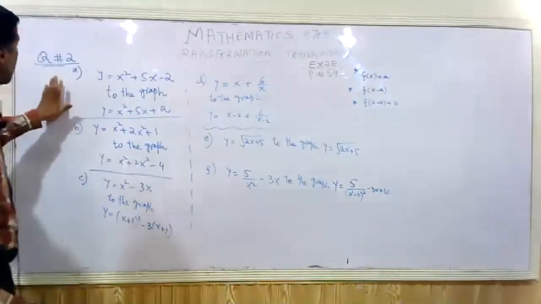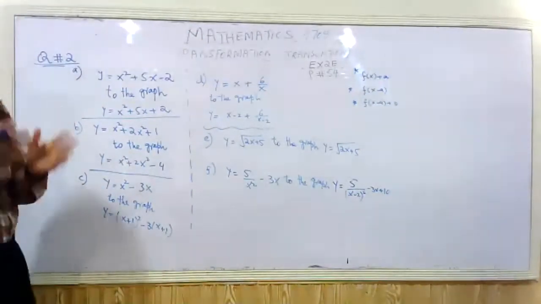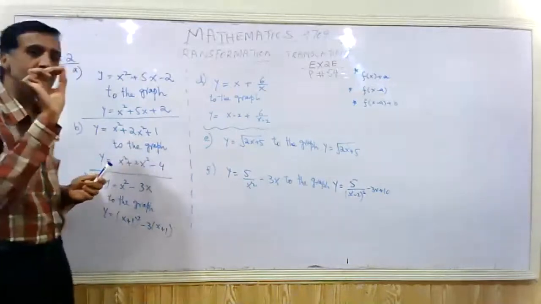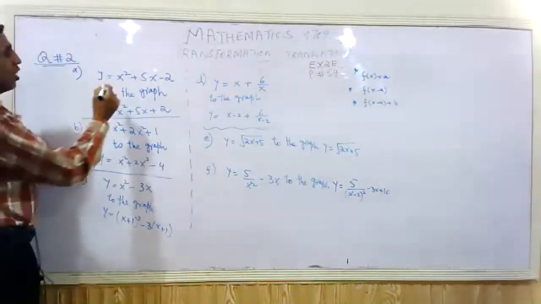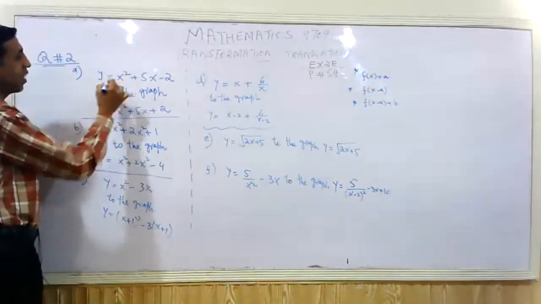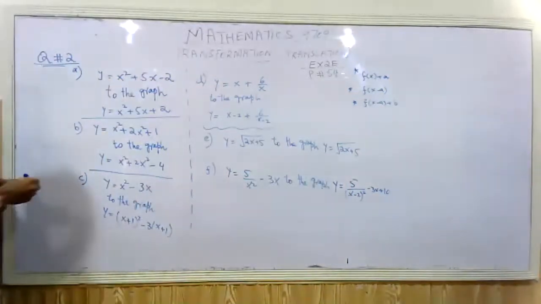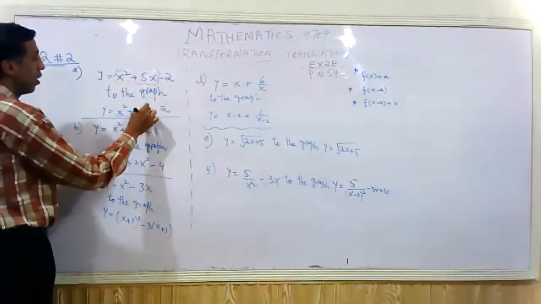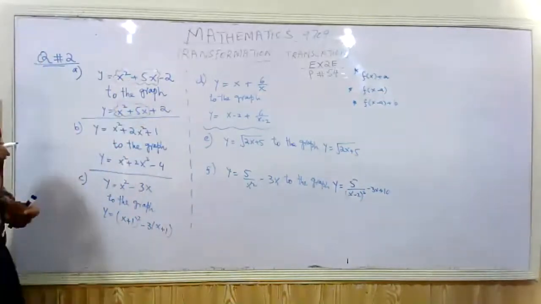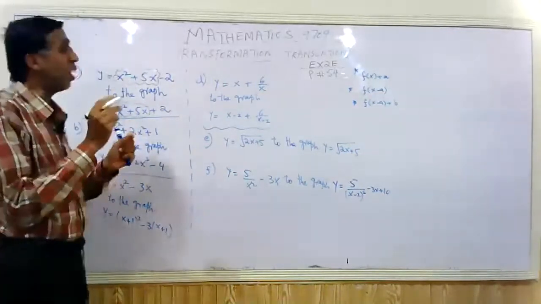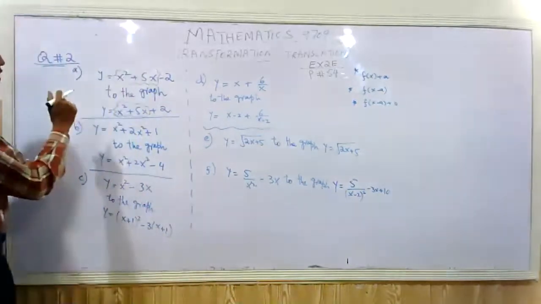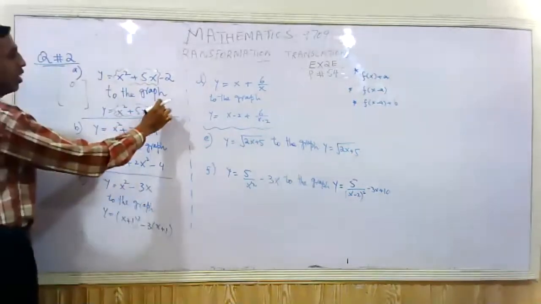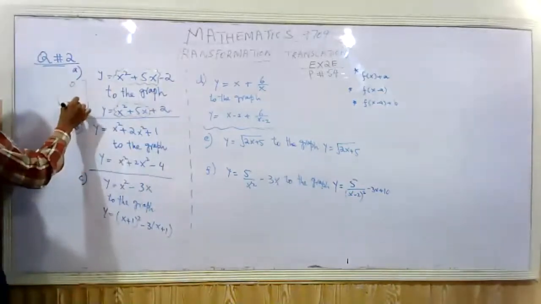Now, come to question number 2A part. How do you find the translation? First of all, you will have to make an assessment. What is the common thing in these two equations? Just like x square plus 5x. If you observe, x square plus 5x, both are the same. It means the translation would be the first one; whatever value is the same, you will put 0, and the difference of these two would be 4.